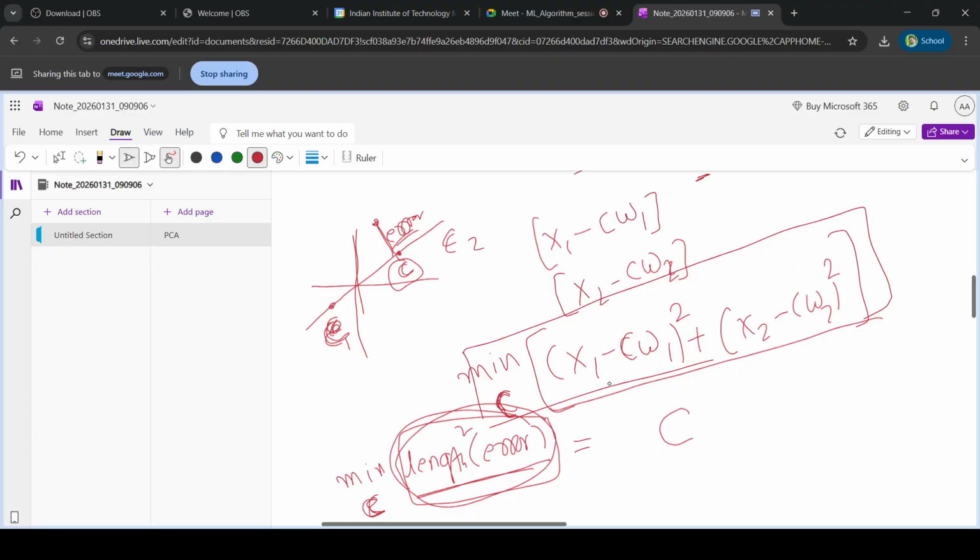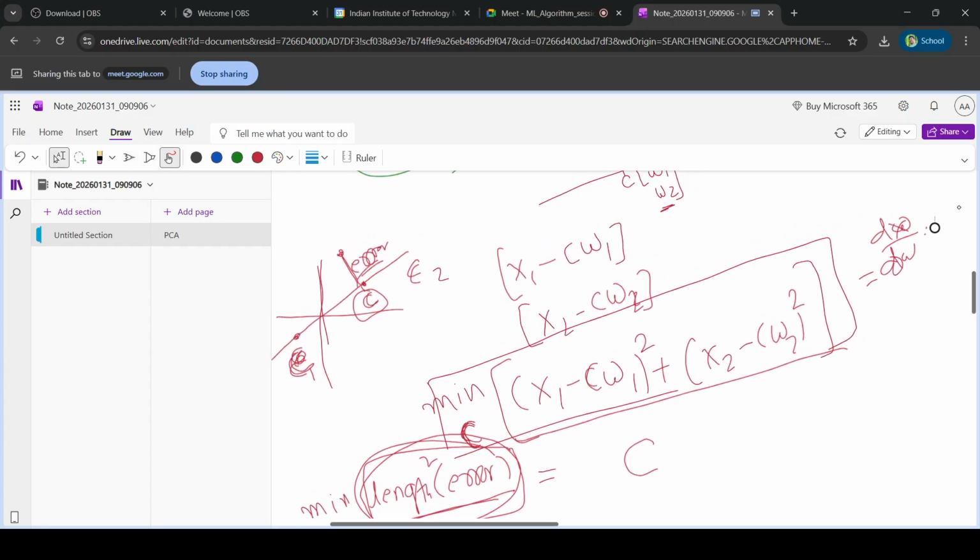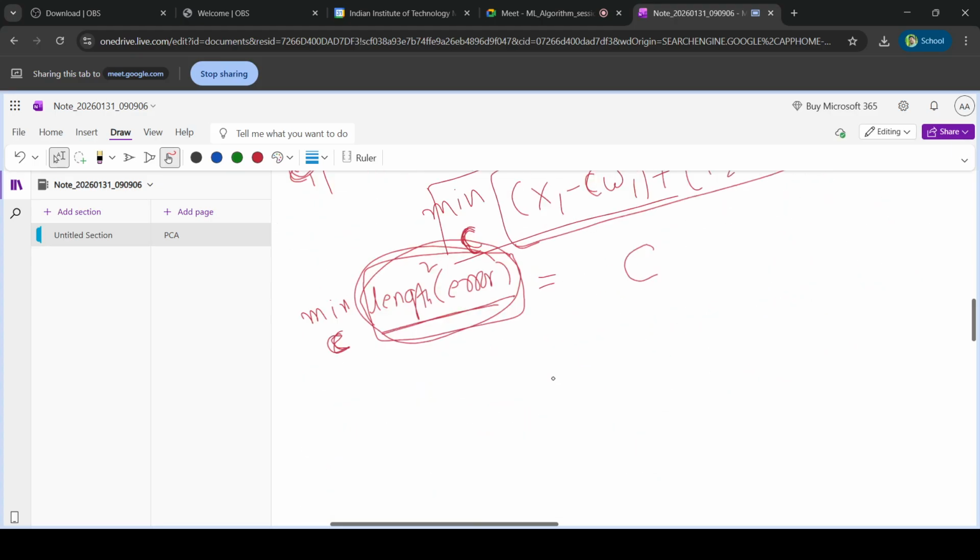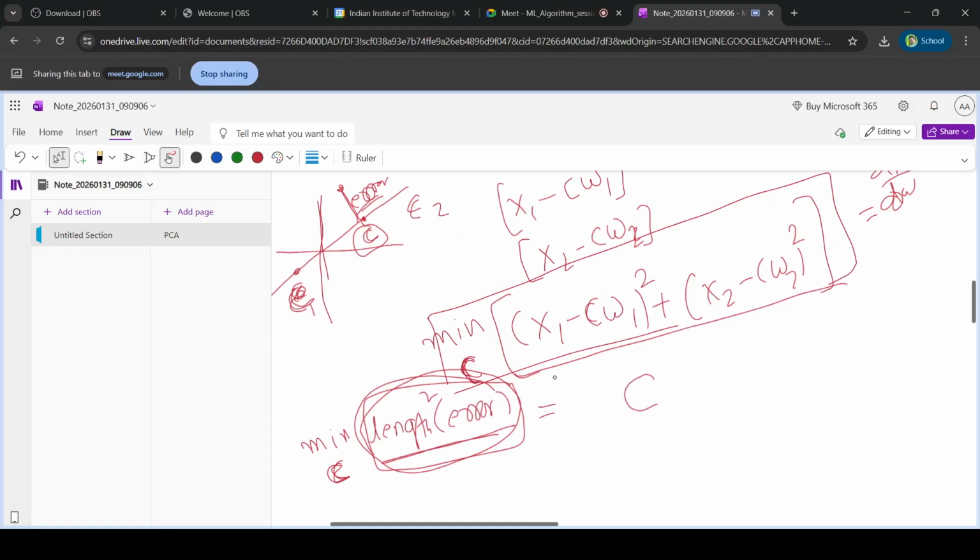So if you figure out how you can calculate, you can just take a derivative of this with respect to W and equate it to 0, like dw by dx by dw equal to 0, then you will get the final solution. I'm not calculating that here, but the final solution of the C is nothing but your x1 w1. This is something important from the exam point of view also.